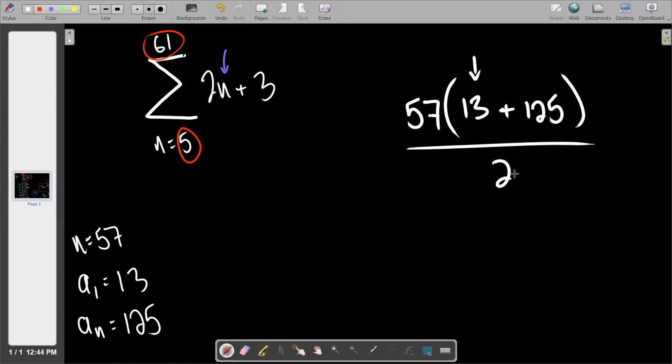Did that feel a little better maybe than the first one? The first one comes at you like a little bit of a weird thing. This one hopefully felt pretty good. And then you're just going to type into your calculator 57 times 138. You're going to hit enter. You're going to hit divided by 2. What did you get?